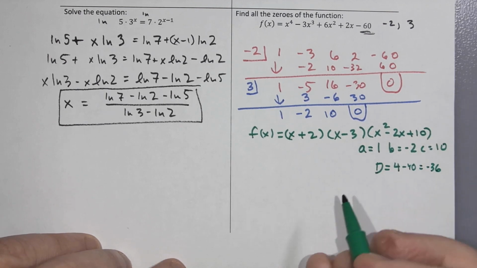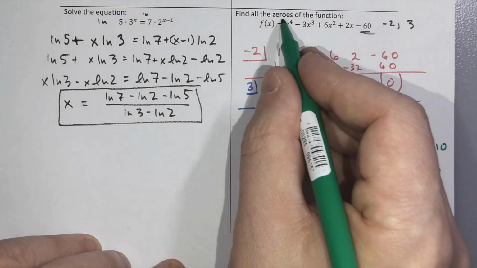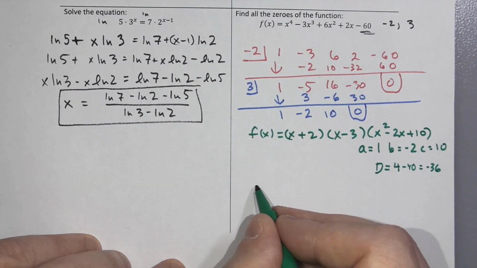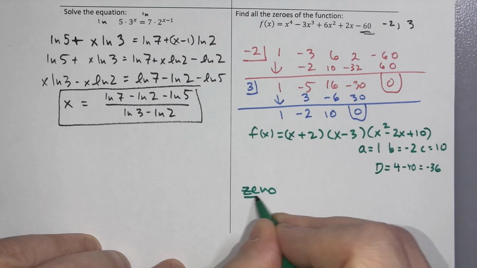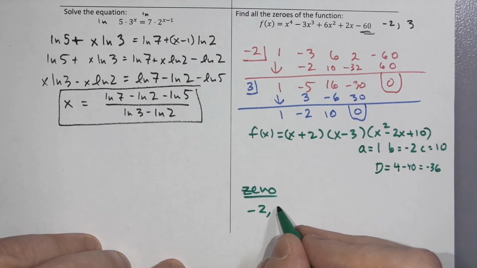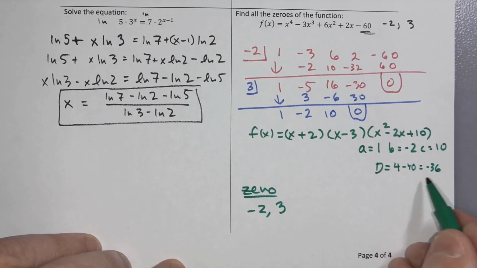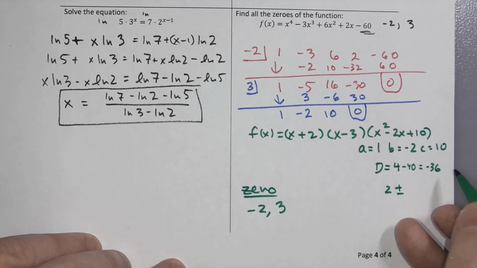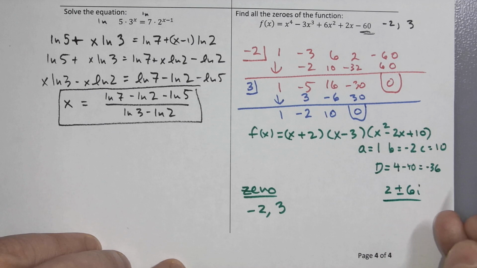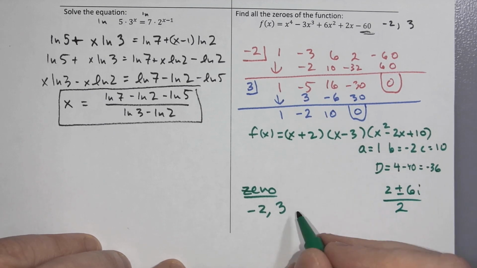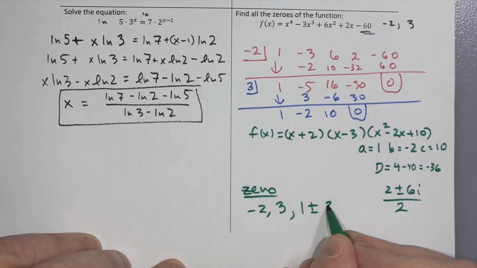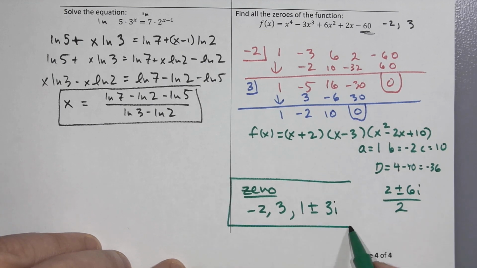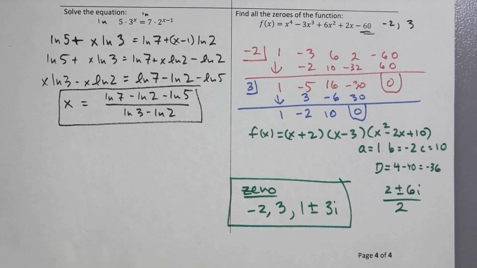Which is -36. So it looks like the roots will be, what are the zeros of the function? There's a 0 at -2, at 3, and then from here it would be -b plus or minus the square root of -36 all over 2 times 1. So it looks like 1 plus or minus 3i are our last two zeros.